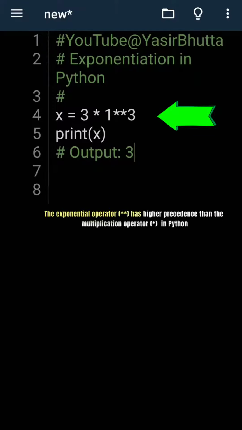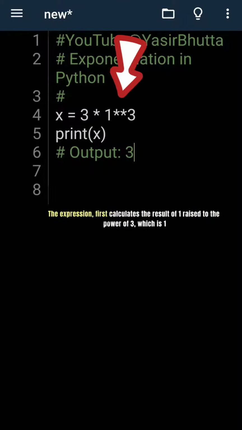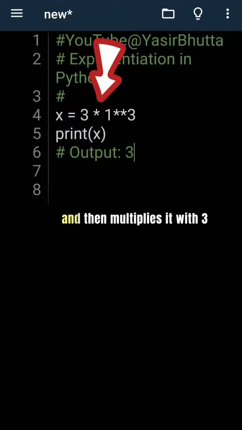The exponential operator has higher precedence than the multiplication operator in Python. The expression first calculates the result of 1 raised to the power of 3, which is 1, and then multiplies it with 3.